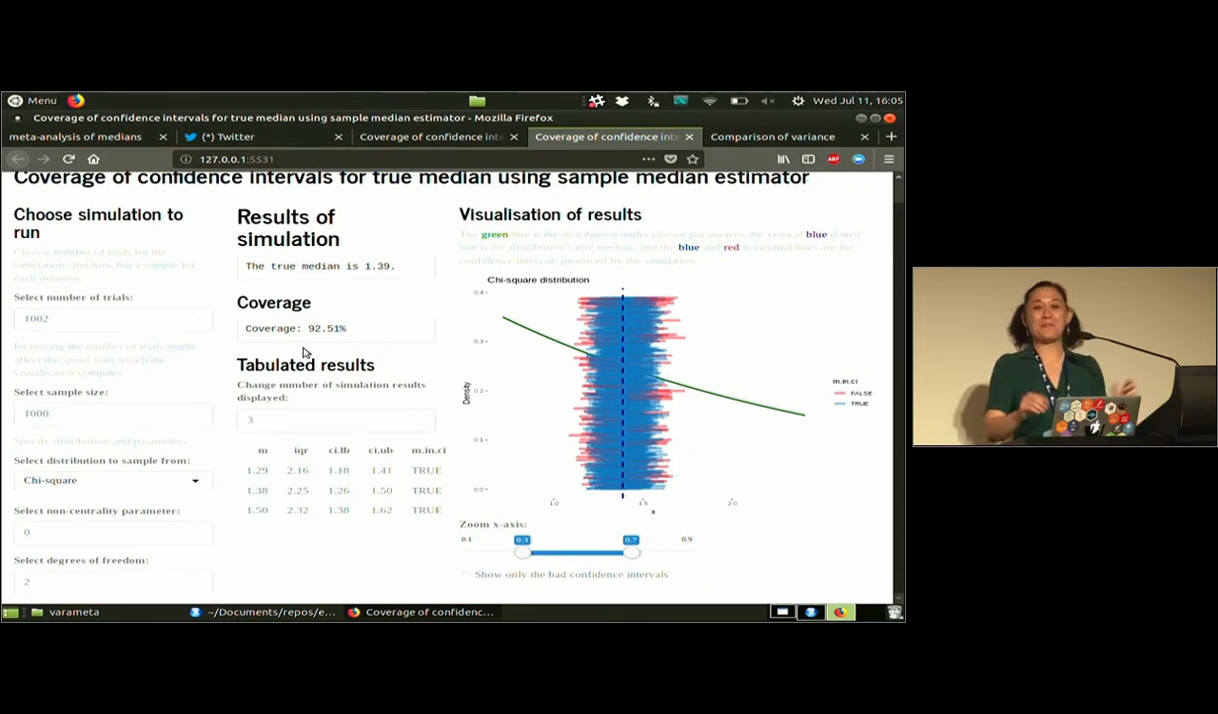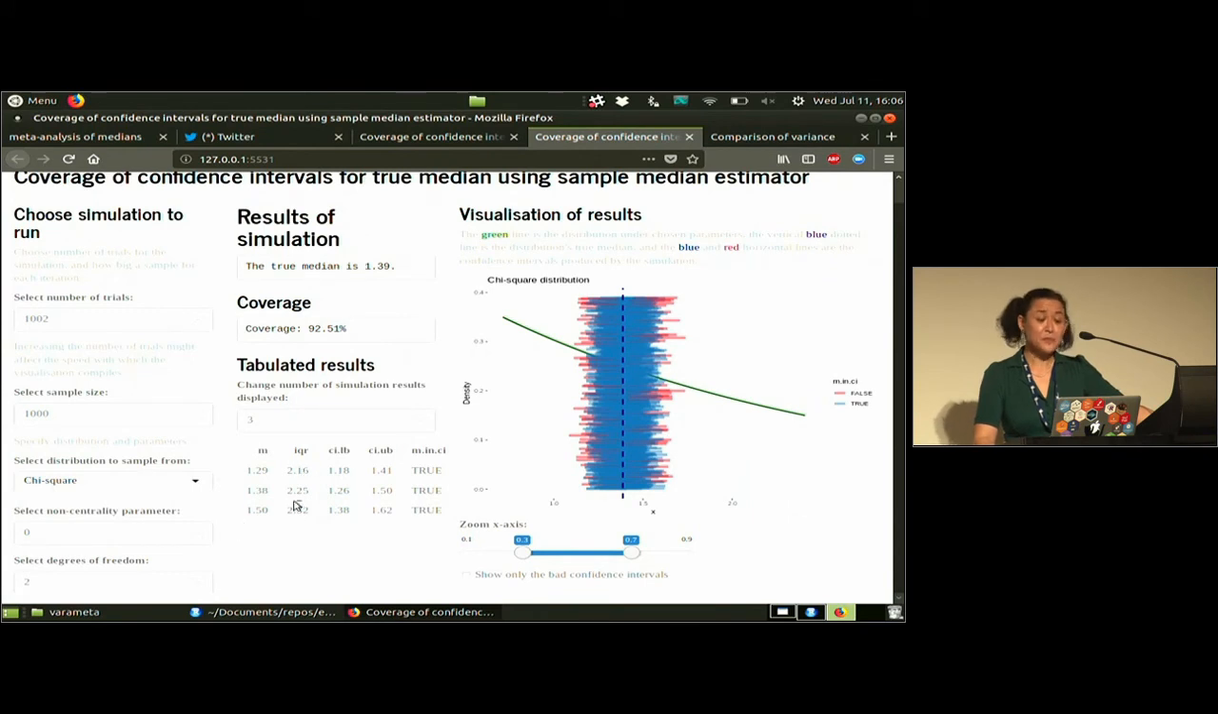We're estimating an approximation of the variance of the sample median. I always get estimation and approximation the wrong way around, and I even put it in my slides as a title to remind myself. Anyway, this is the coverage probability. Here are the tabulated results from which I generated this coverage probability.